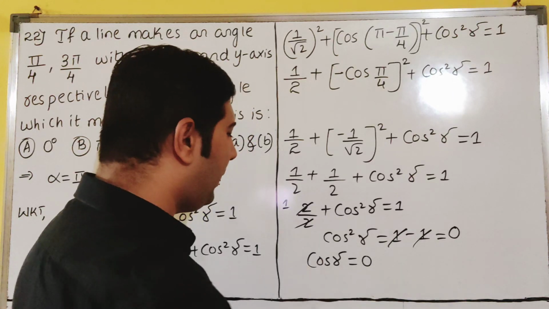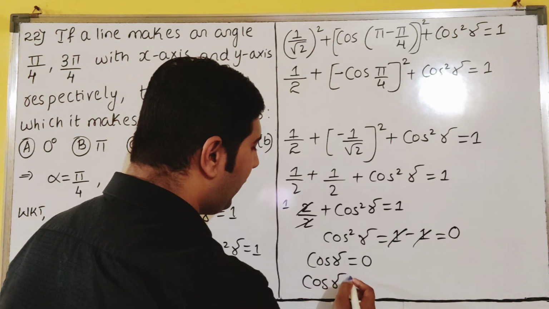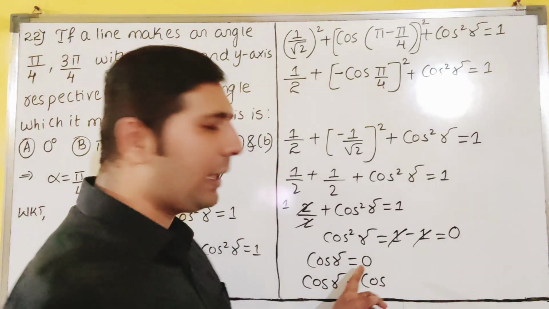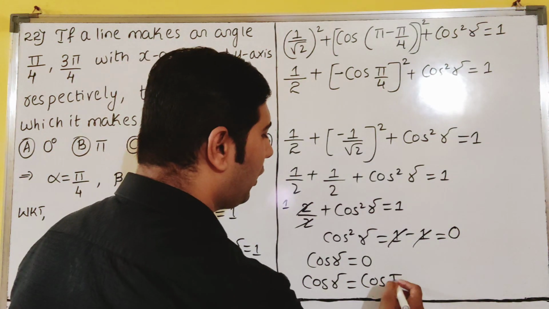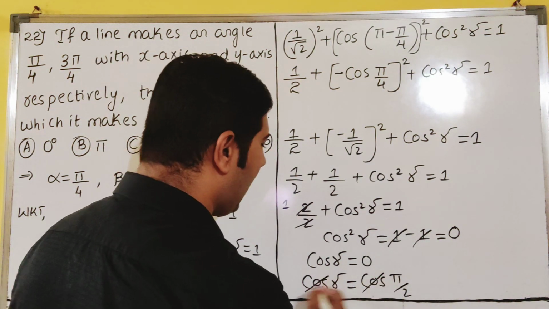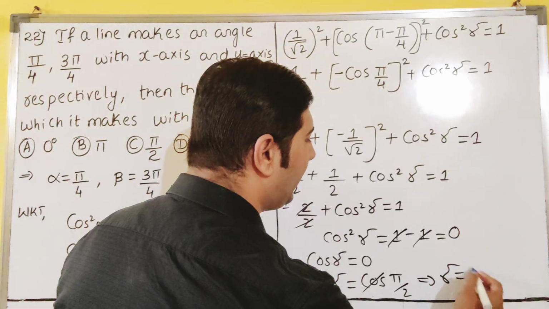So when will cos become 0? At which angle does cos become 0? 90 degree. So cos gets cancelled, and your gamma value will become 90 degree, dear students.